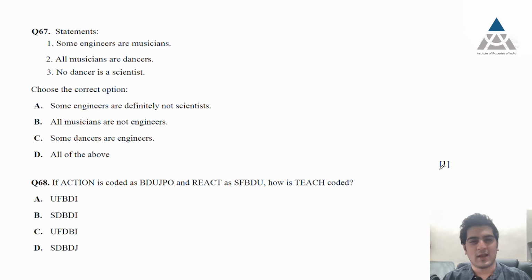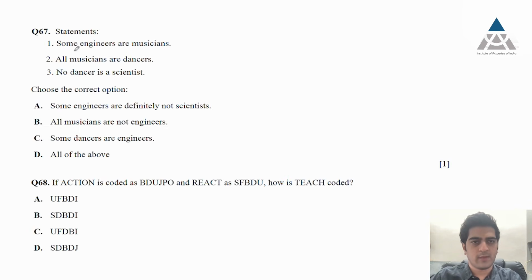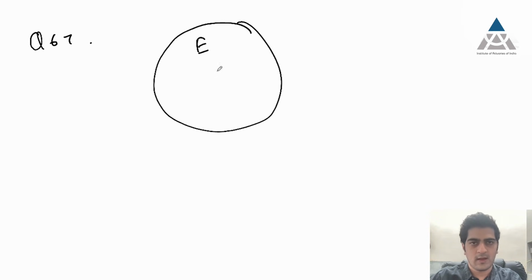We then move to the next one, that is question 67. So again, logical reasoning questions. This is quite a common type of question. It says some engineers are musicians. All musicians are dancers. No dancer is a scientist. Okay, so let's quickly try to create a Venn diagram or something. So some engineers are musicians, which means you have a lot of engineers and some of them are musicians. Okay.